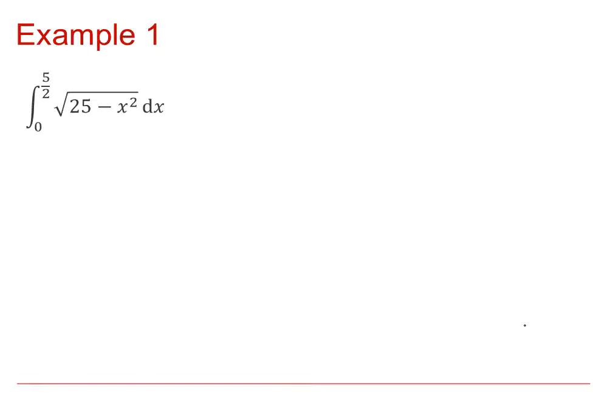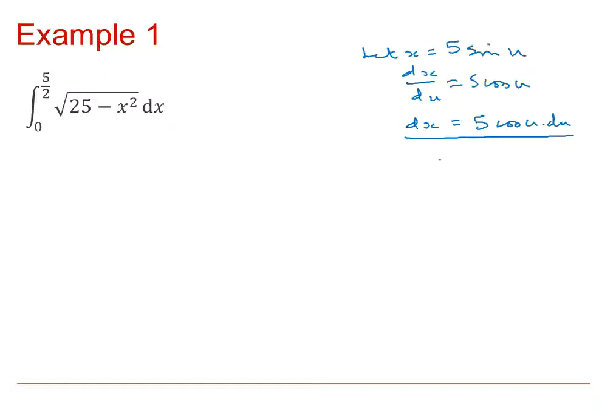So if we look at this definite integral first, 25 minus x squared, in order to make full use of the previous techniques, we need to let x equal 5 sine u in a situation like this. dx by du is 5 cos u, and therefore we can substitute for dx. Don't forget we need to substitute for the limits as well.